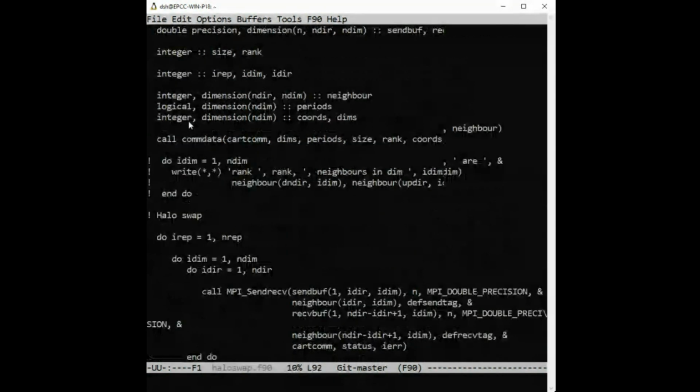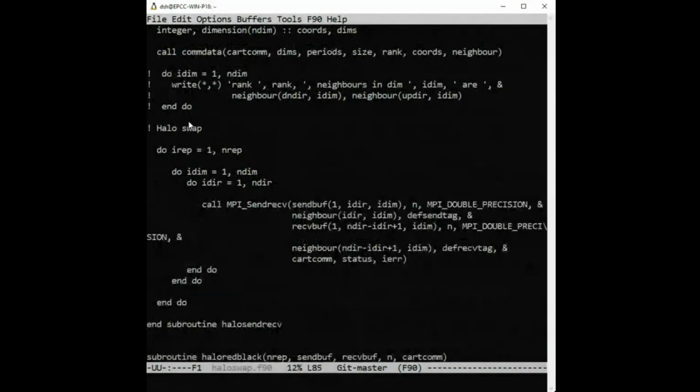And what it does, okay, it's very simple. It loops over a number of repetitions. We have to do lots of repetitions to get a measurable time. It loops over the dimensions, which is 1, 2, and 3, because we're on a 3D grid. It loops over the directions, which is up and down, and it calls a send receive for it. So this calls 3 times 2 send receives, i.e. 6 send receives.